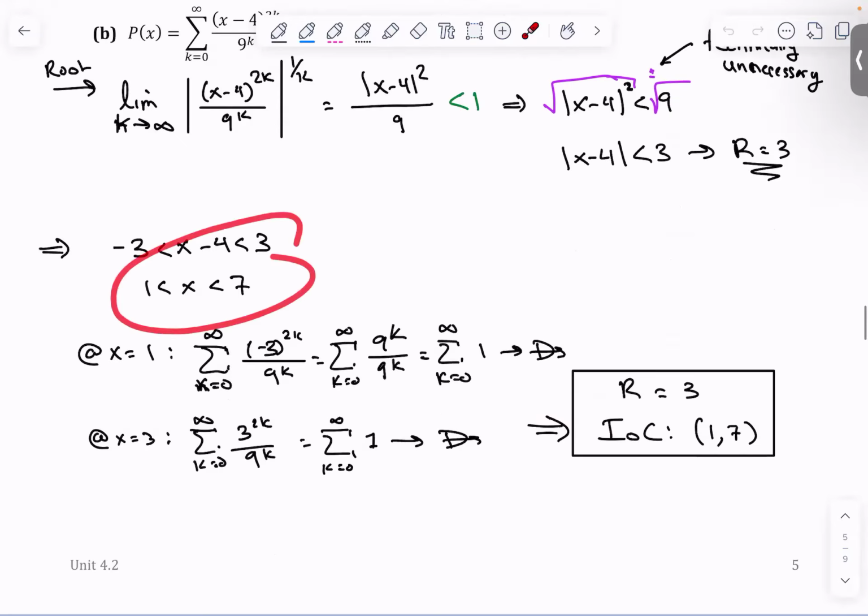So solving for the open interval of convergence, we get 1 to 7. Then we test the endpoints, but both of them end up being 1. So it's divergent at both of them. So it cannot be included. Are there any questions on that?